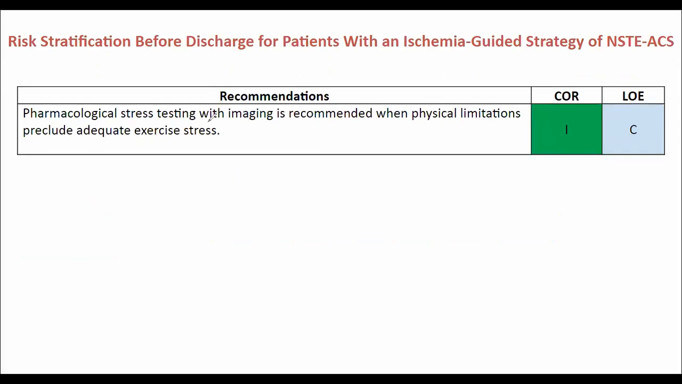Next one, pharmacological stress testing with imaging is recommended when physical limitation precludes adequate exercise. This is for the pharmacological one. Whenever it is possible, do exercise MPS, because exercise MPS is the physiological one. It gives you a better idea about patient pain, patient exertion, patient symptoms. Pharmacological one is not physiological. It's not going to give information about what happens with the patient when he is going to walk. So whenever it's possible, go for the exercise testing, but if there is a contraindication, then go for a pharmacological test.